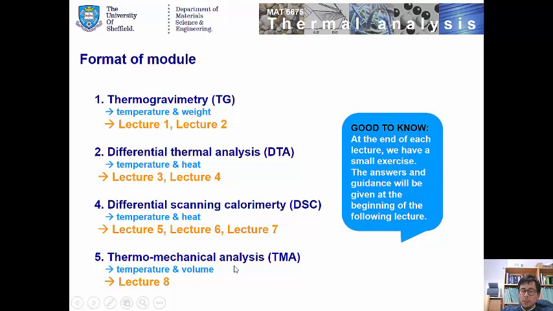Another thing I need to mention is each lecture unit has an exercise at the end. And answers are explained at the beginning of the following lecture. Okay. Hopefully this will help you to understand the lecture content and also understand examples of how you can utilize this knowledge in practice.